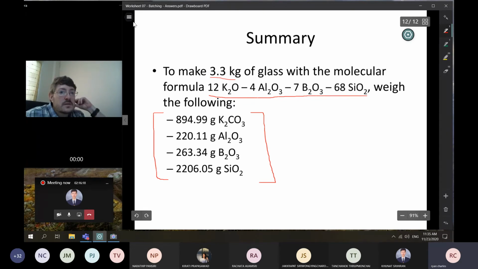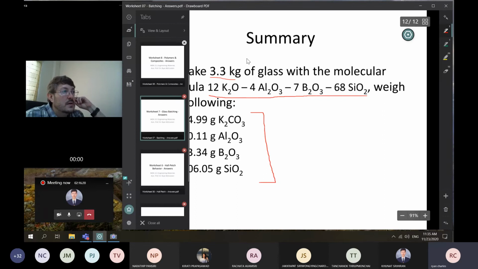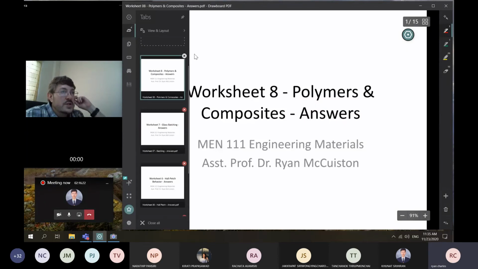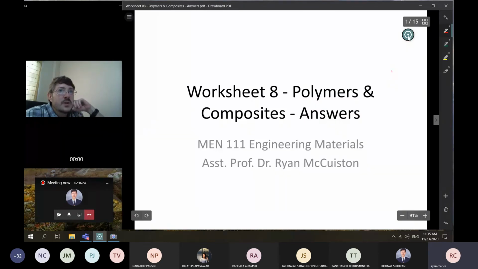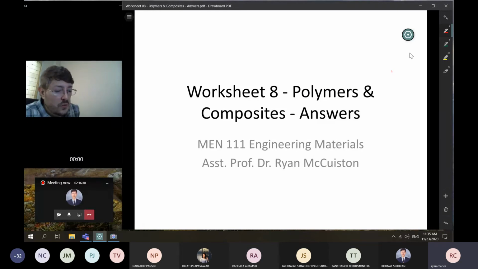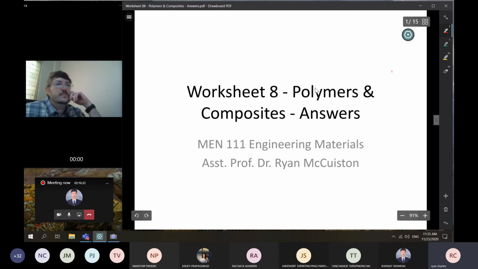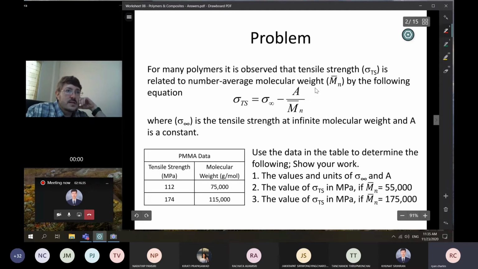One more, and I think we'll be done for today. Worksheet 8, polymers and composites. So this was a 2-part one. This was a lecture, I don't remember what number, but it was on polymers and composites. I gave you this for polymers.